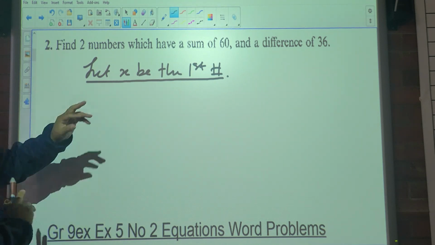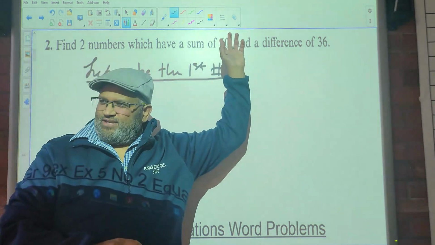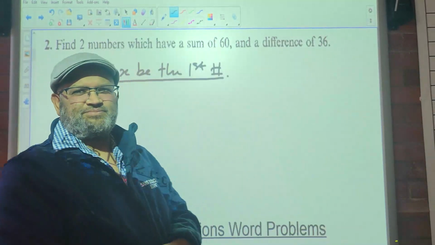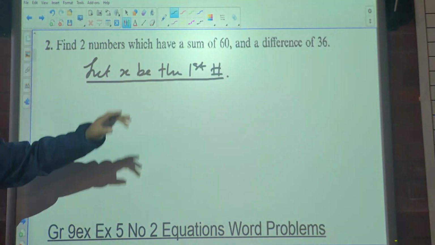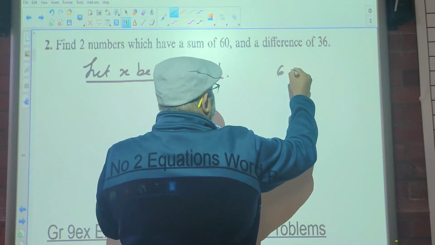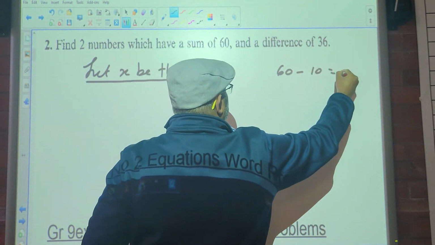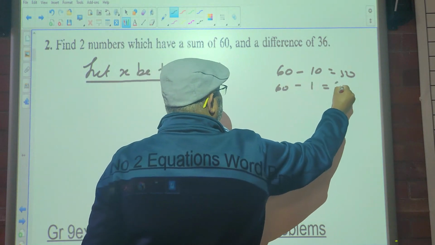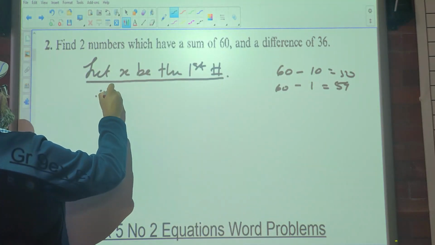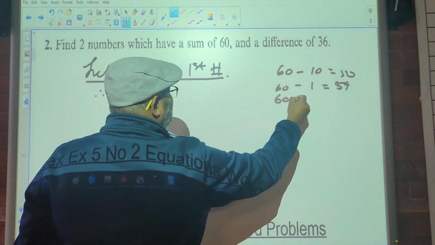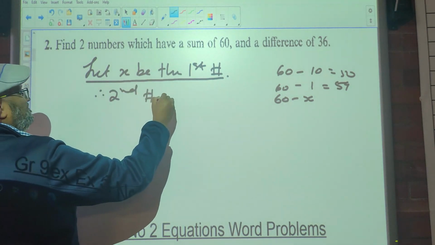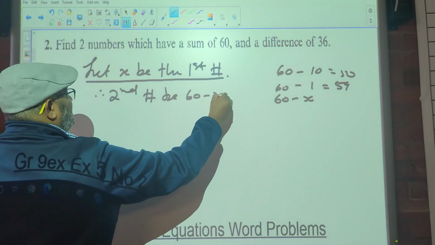So, if the sum of the two numbers is 60, and the first number was 10, what's the second number? 50. If the first number was 1, what's the second number? 50. How did you get that? We said 60 minus 10, or 60 minus 1. But if the first number is x, then what's the next number? It's going to be 60 minus x.